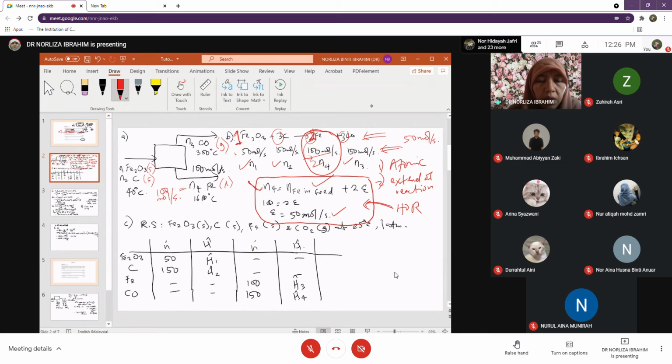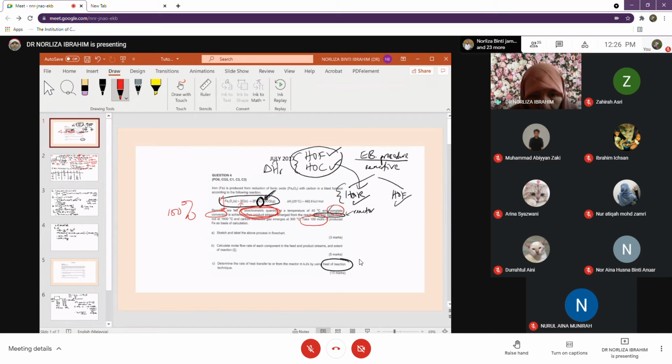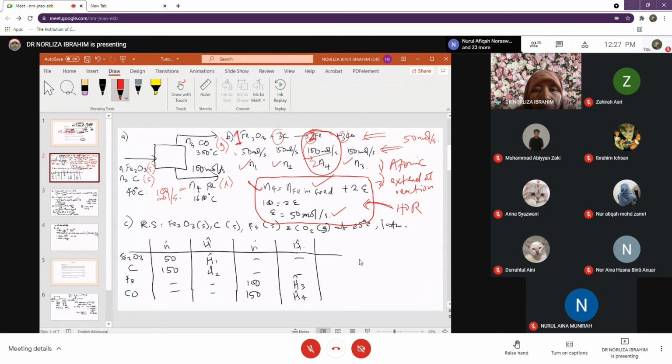Now to calculate the Q, determine the rate of heat transfer to or from the reactor using the heat of reaction technique. So you write the reference state. The reference state, as mentioned in the video, is the reactant and the product of the reaction. So what do I mean by that?